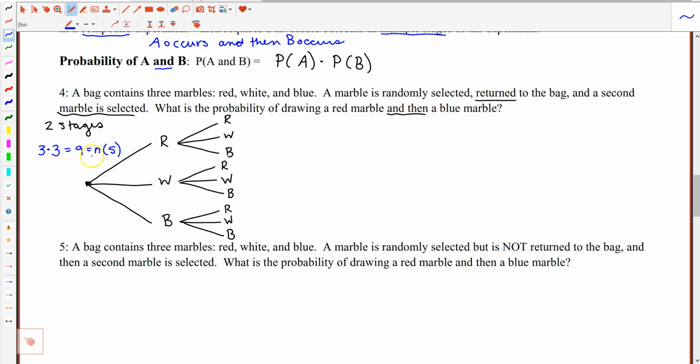Okay, so that will be the number of elements in your sample space. There are 9 of them, and now we've actually accounted for, if you follow all these branches out, 0, 1, 2, 3, 4, 5, 6, 7, 8, 9 outcomes. So now we're going to answer the question, what is the probability of drawing a red marble and then a blue marble?